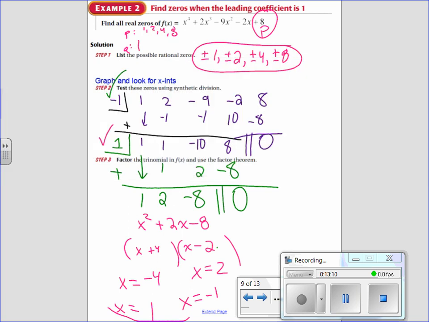So now we have all 4 solutions. We got 2 with synthetic division, and we got 2 with factoring. Yay! Now they're not all this long. I've had so many people go, oh my gosh, that was a lot of work. They're not all going to have 4 answers.